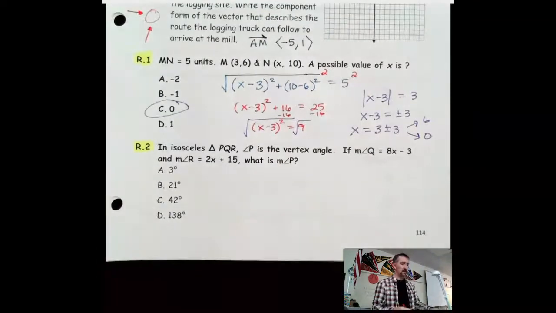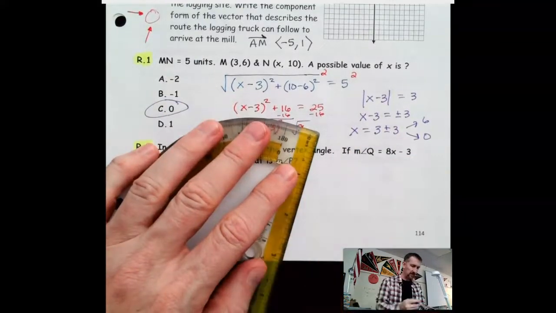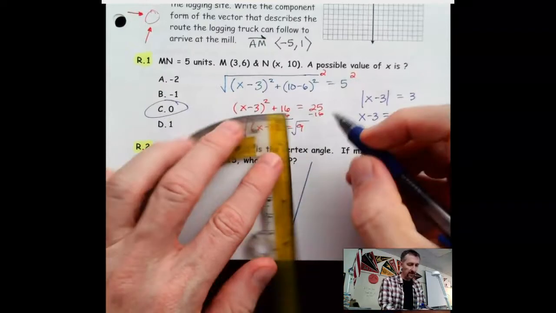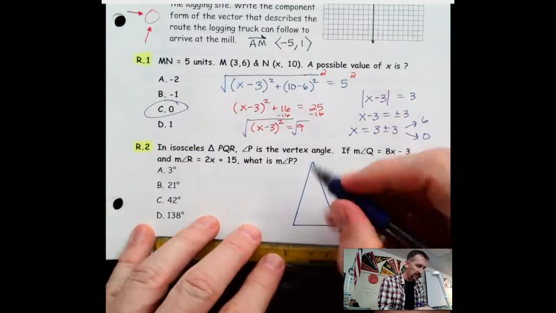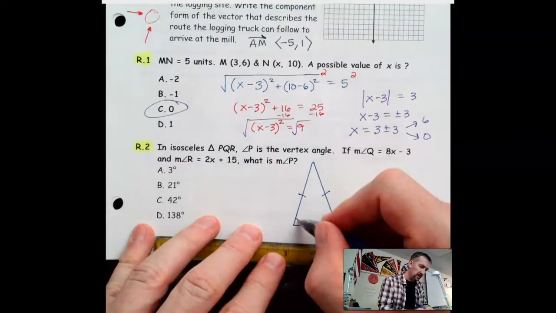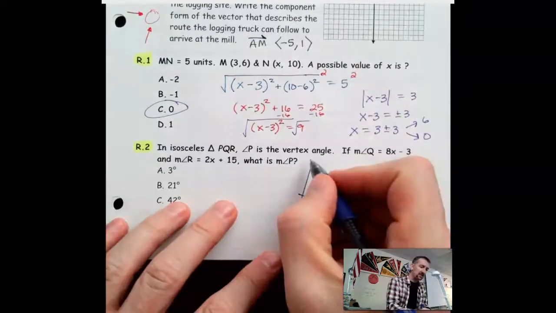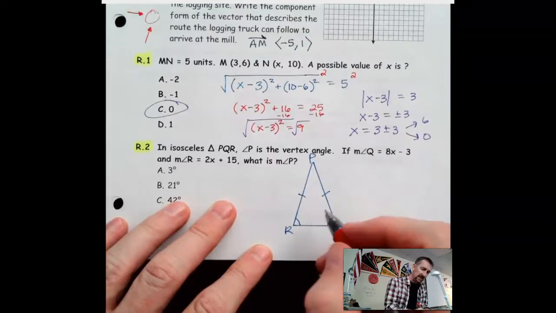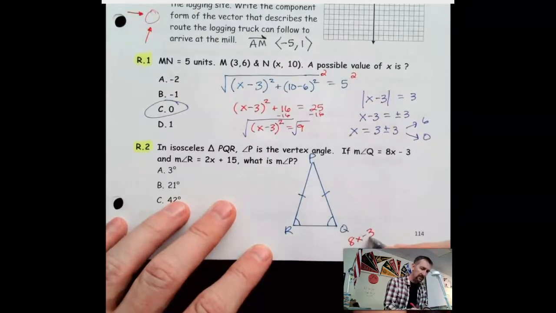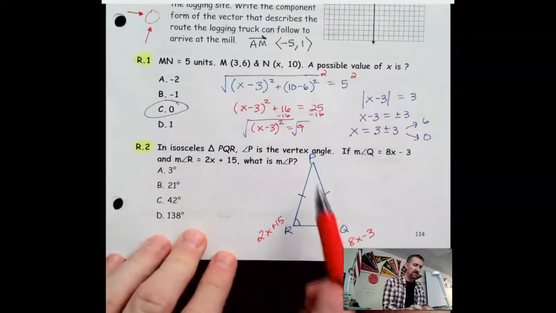Okay. We have an isosceles triangle here. So hopefully we all remember an isosceles triangle means 2 equal sides. Doesn't have to be perfect. 2 equal sides, 2 equal angles. And it says P is the vertex angle. That means it's up here. That means R and Q are down here. Angle Q is 8x minus 3. Angle R is 2x plus 15. What's the measure of angle P?